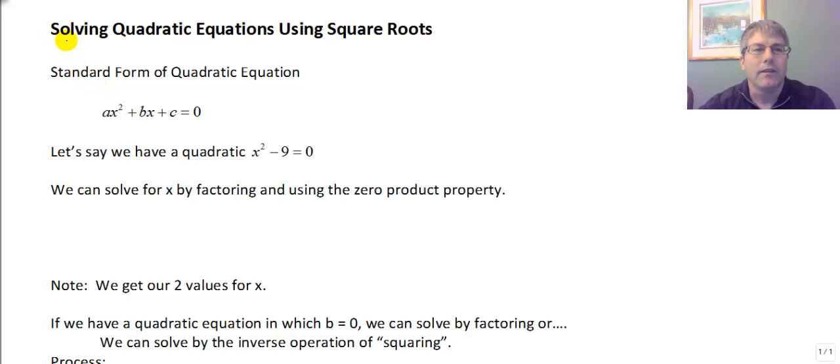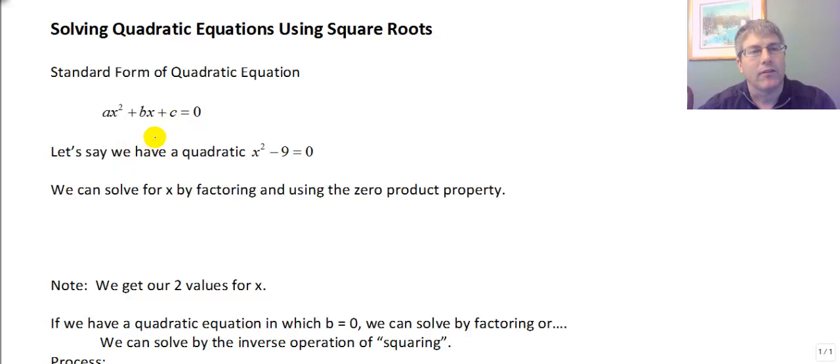Welcome back. In this video, we're going to solve quadratic equations using square roots. So let's take a look at standard form of a quadratic equation and review that again. Standard form is any quadratic that's in the format of ax squared plus bx plus c equals 0, where a is the coefficient on x squared and b is the coefficient on x and c is our constant.